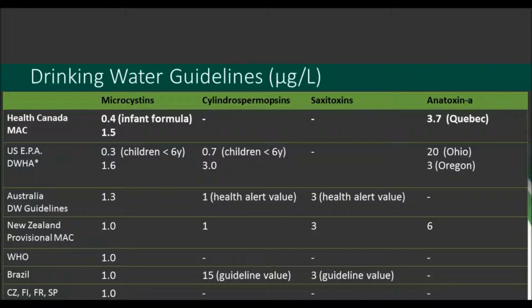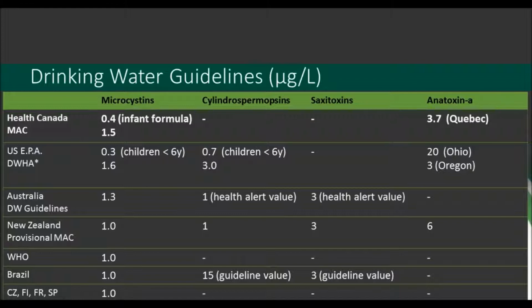In 2018, there was a slight change to the Health Canada guidelines, so we now look at microcystins total rather than just microcystin LR, which was the previous guideline. And there was a new bit of information with regards to caution when looking at microcystins above 0.4 parts per billion, and advice to avoid use of drinking water at this level for the production of infant formula, so seek alternative uses.